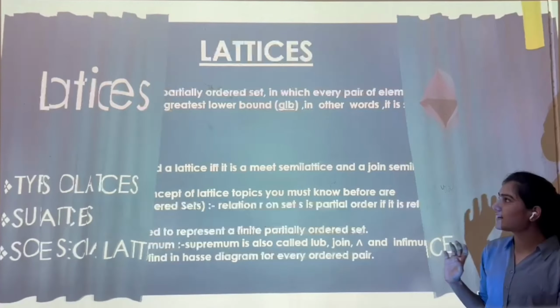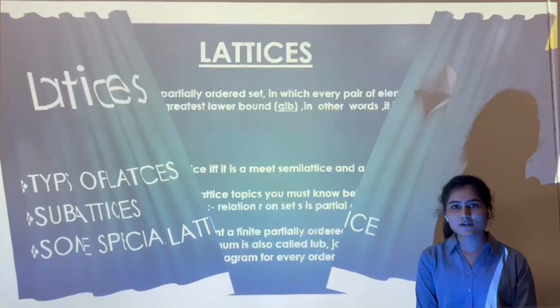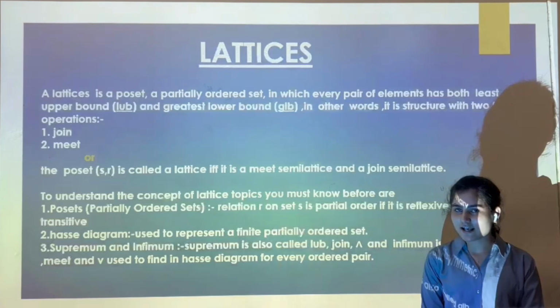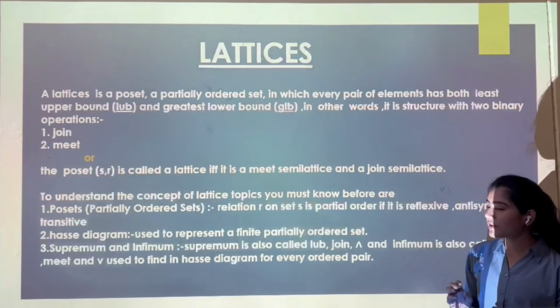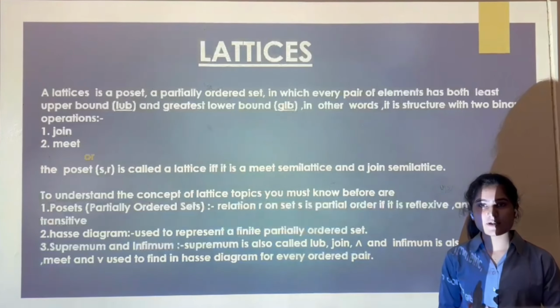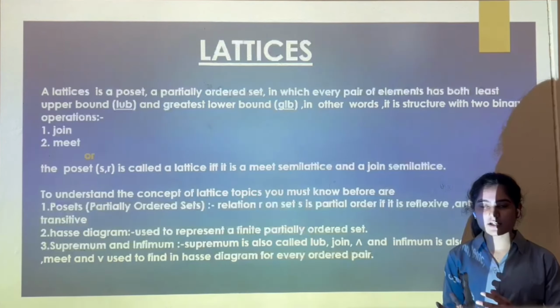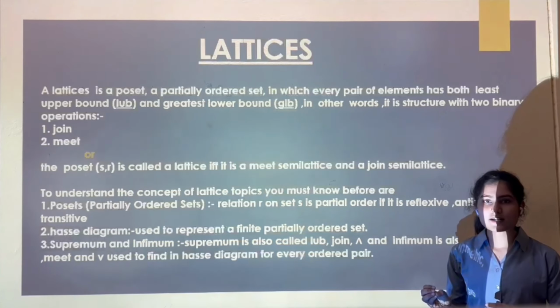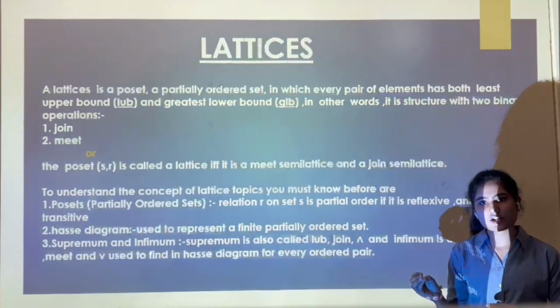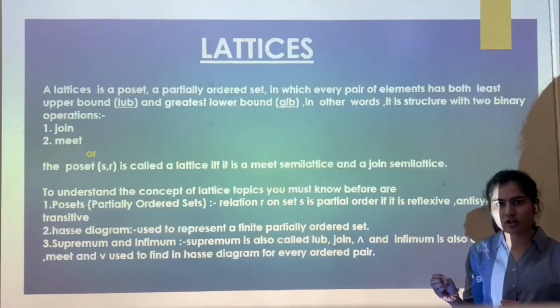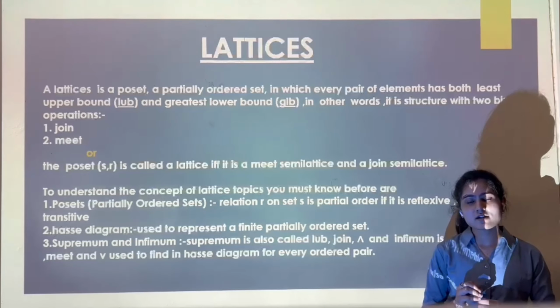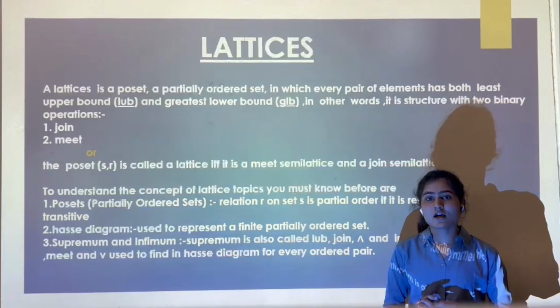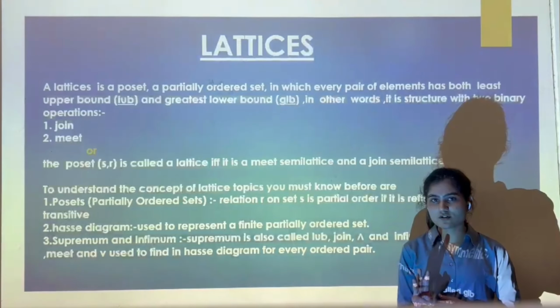So what is a lattice? Basically, a poset, a partially ordered set, is called a lattice if every pair has a GLB and LUB. Another definition of a lattice would be: every poset is said to be a lattice if it is a meet semilattice and a join semilattice.